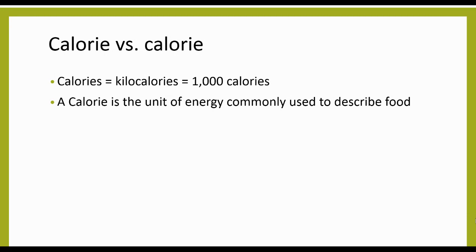Capital C calorie has become known as the kilocalorie, which is actually 1,000 little c calories. And that capital C calorie is the unit of energy that we commonly use to describe the amount of energy in food. So if you look on the back of your package of whatever you have in your pantry, you're going to see that capital C calories. So whenever you have something that's 100 capital C calories, really it's 100,000 little c calories. We just use the bigger number because it's easier to count.